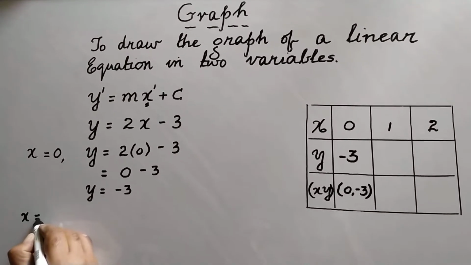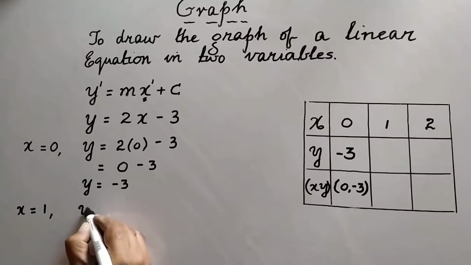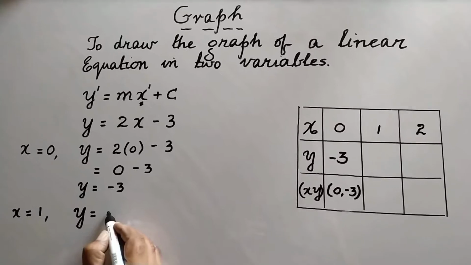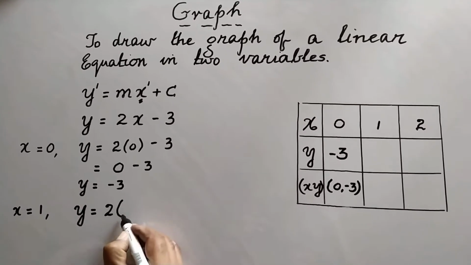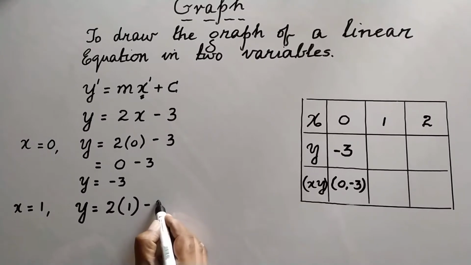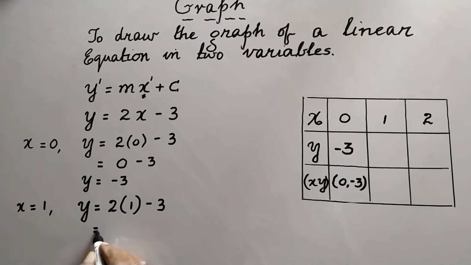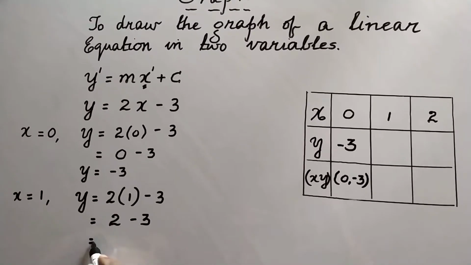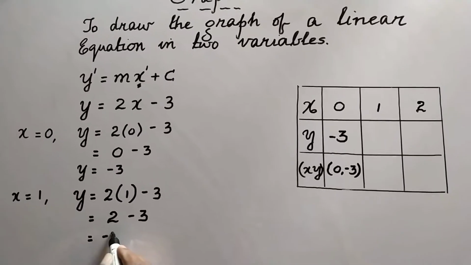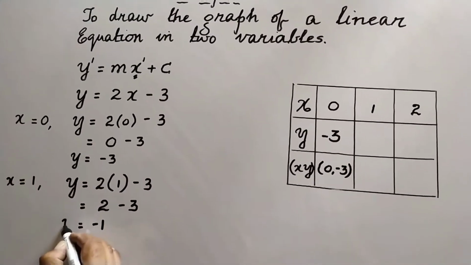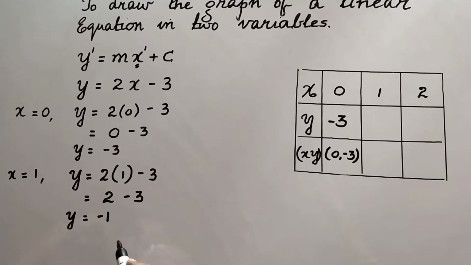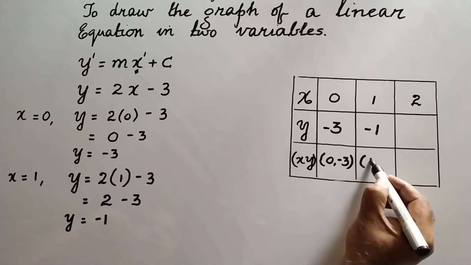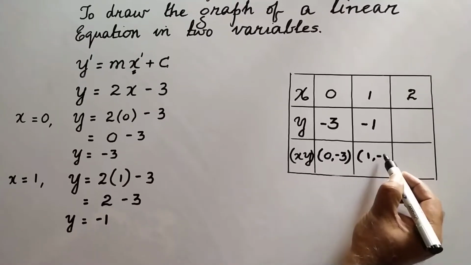If x is equal to 1, then what will be the value of y? I will take the equation y is equal to 2x minus 3. Instead of x, I will substitute 1, minus 3. That is equal to 2 into 1 is 2, minus 3. 2 minus 3 is equal to minus 1. So when x is equal to 1, y will be equal to minus 1. So the ordered pair x, y will be (1, -1).